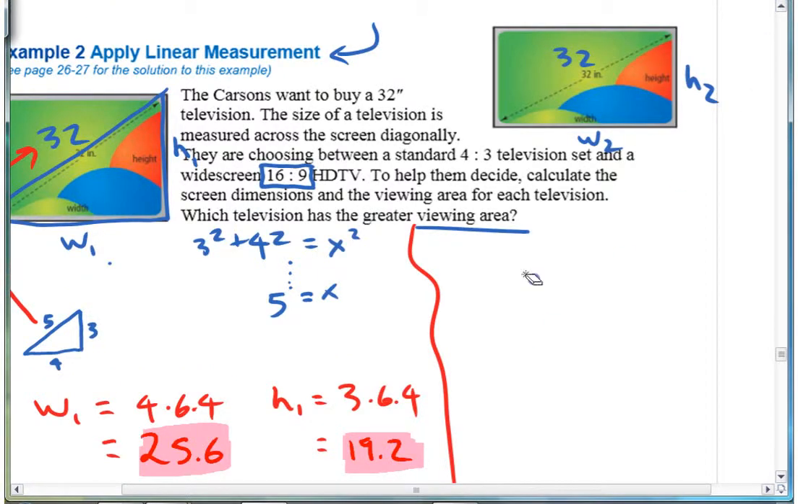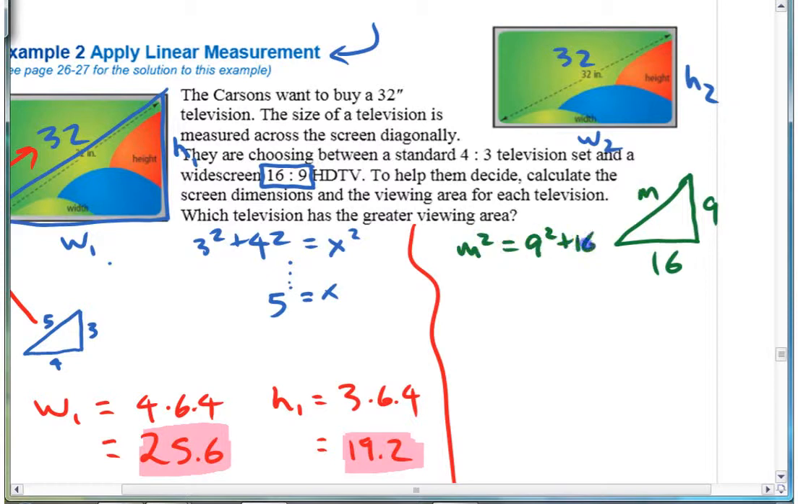If you have a little triangle here that has 9 and 16, a wider triangle than that, and you want to work out this hypotenuse. Again, I'm going to assume that you know the Pythagorean relationship. If you say this thing here, we'll just call it m temporarily. M squared is 9 squared plus 16 squared.